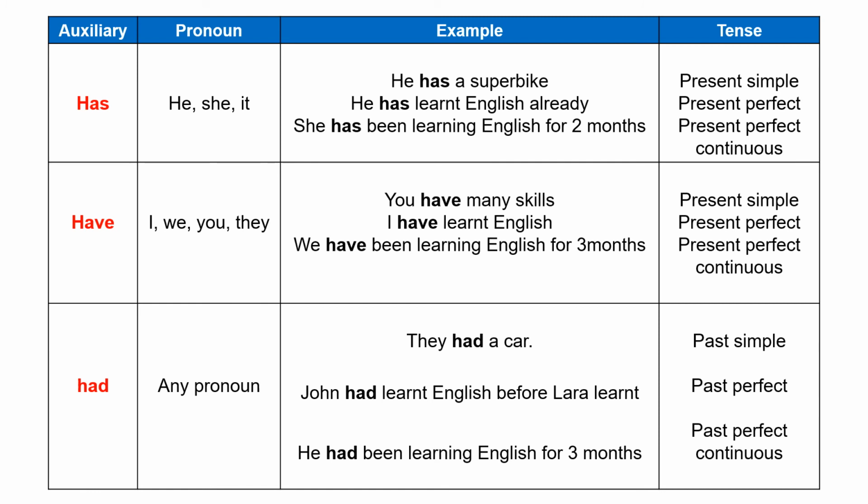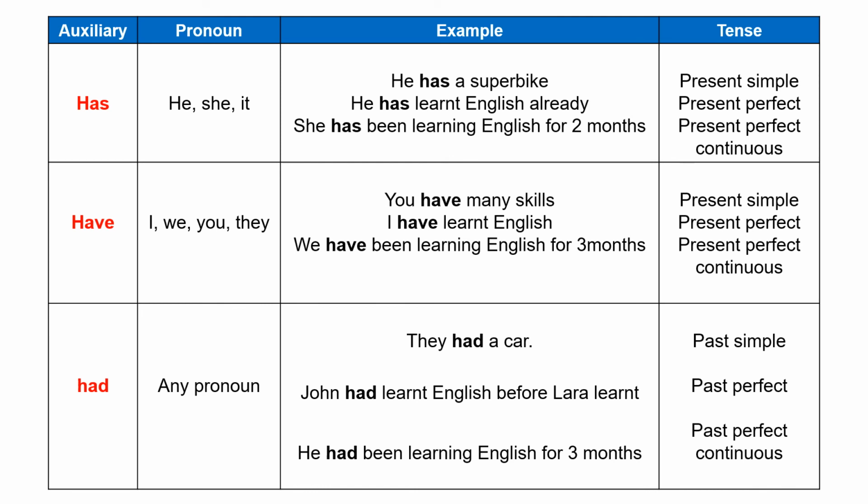Next example: I have learnt English. This sentence is in present perfect tense. Have is an auxiliary verb and learnt is the main verb in this sentence. Next example: we have been learning English for 3 months. This sentence is in present perfect continuous tense. And in this sentence, have is an auxiliary verb.